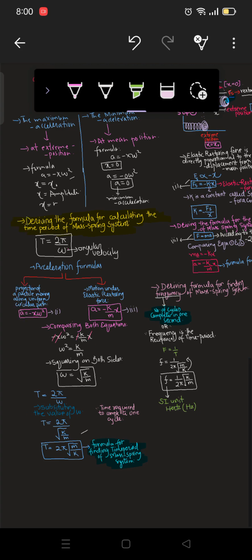So this was all for today. In the next video we're going to derive the formula for finding the velocity of the mass spring system, or motion under elastic restoring force, or Hooke's law. So this was all for today.